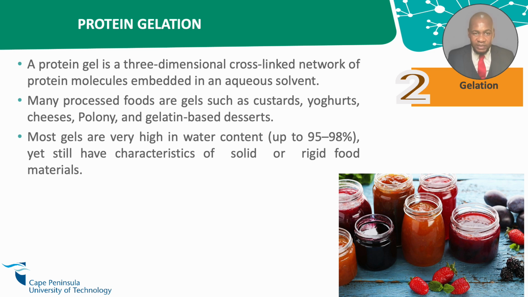When proteins are heated or treated, they unfold, and in that unfolding, they form new bonds, creating a new network. This is why eggs can go from a liquid to a solid when they are cooked, and also custard thickens when it is heated. So gelation is really about structure formation.